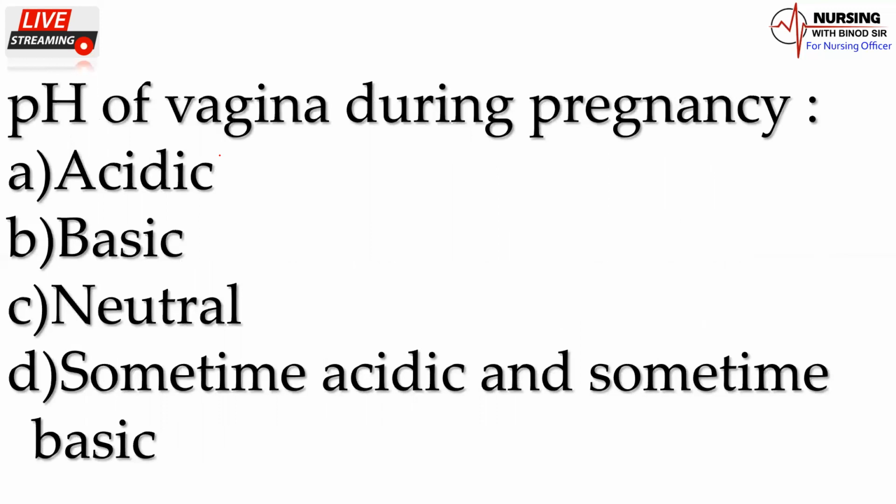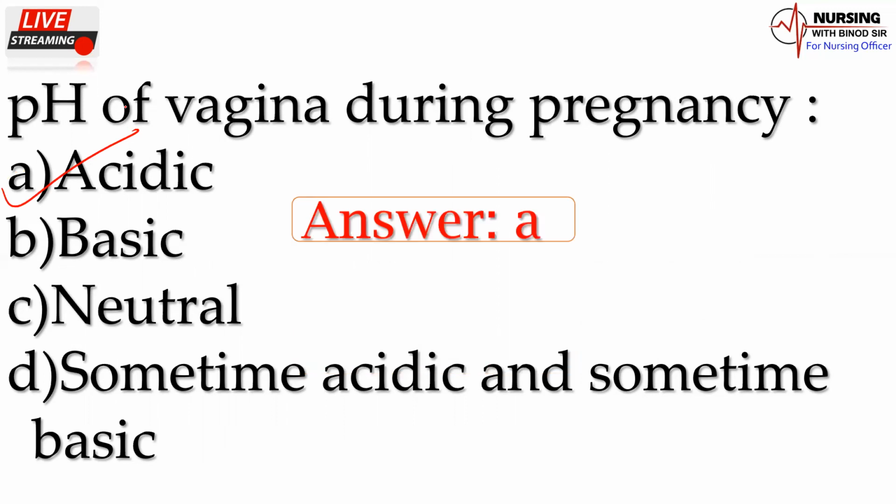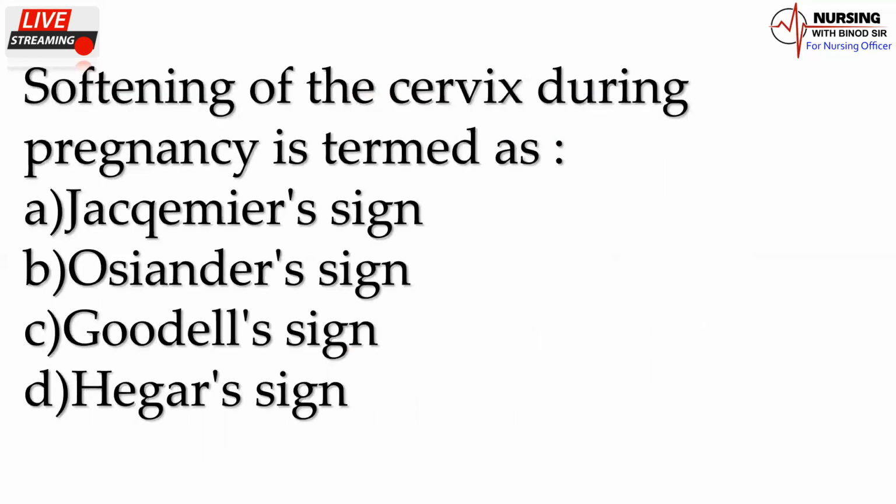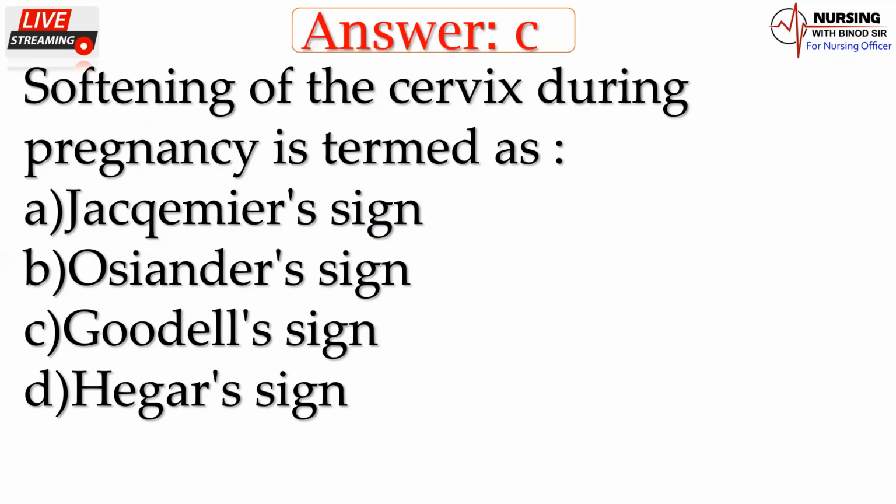pH of vagina during pregnancy is acidic, basic, neutral, sometimes acidic and sometimes basic. Okay, that answer would be the acidic in nature, E option. Softening of the cervix during pregnancy is termed Jacquemier sign, Osiander sign, Goodell sign, Hegar sign. So what would be the right answer of this question? Answer would be the Goodell sign. You must have to remember this.